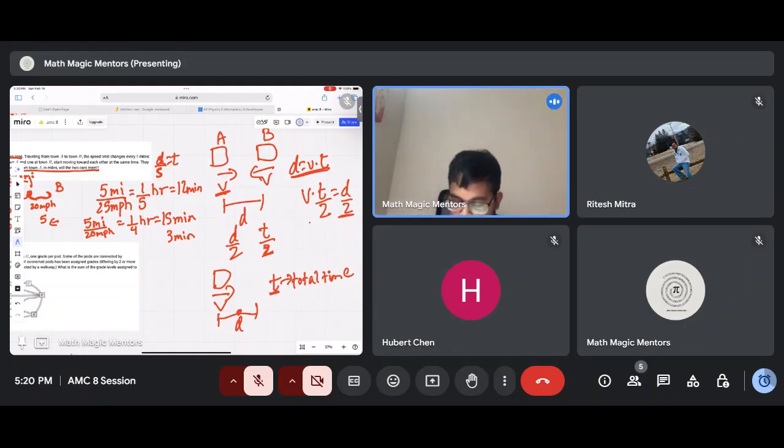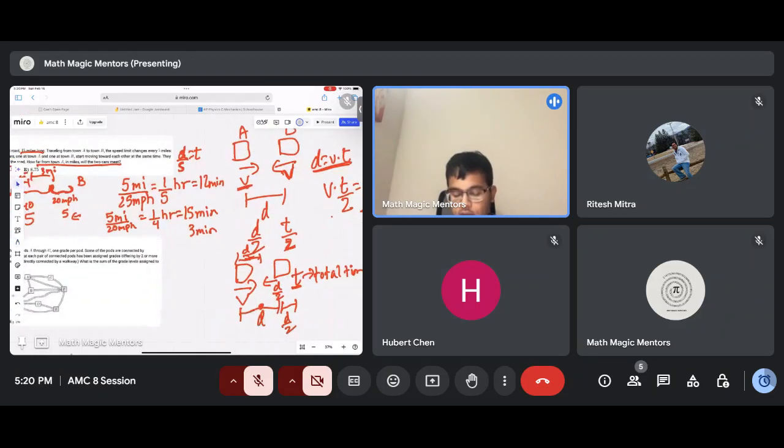But guess what? B is also moving with the same speed. So what does that mean? B is also going to travel the distance D over 2. So if they both travel a distance of D over 2 in the same time interval T over 2, aren't they both going to meet at the middle? So that means that we have already found the answer.